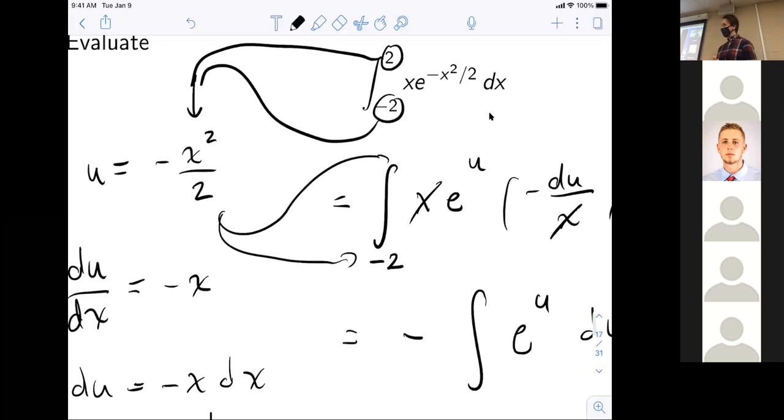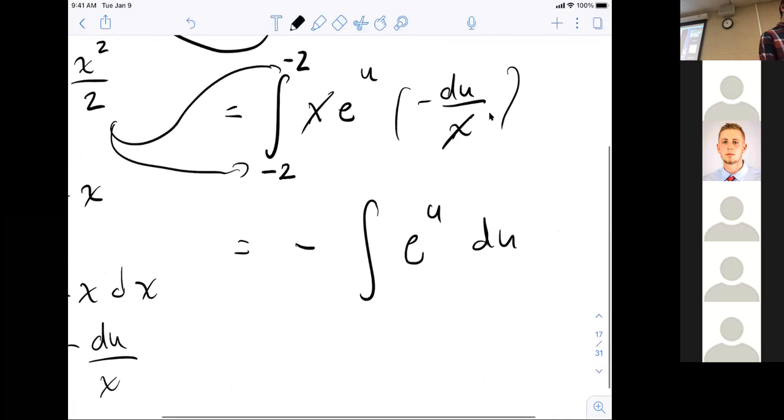Okay, so bottom one is the same. When I plug in the top one, I'm going to get 2 squared. That gives me 4 divided by 2. The top one is also -2.